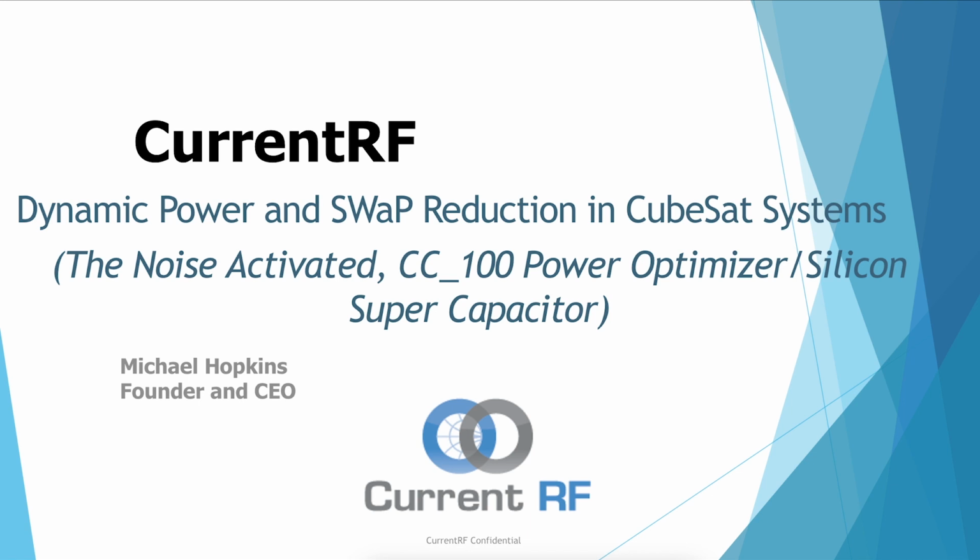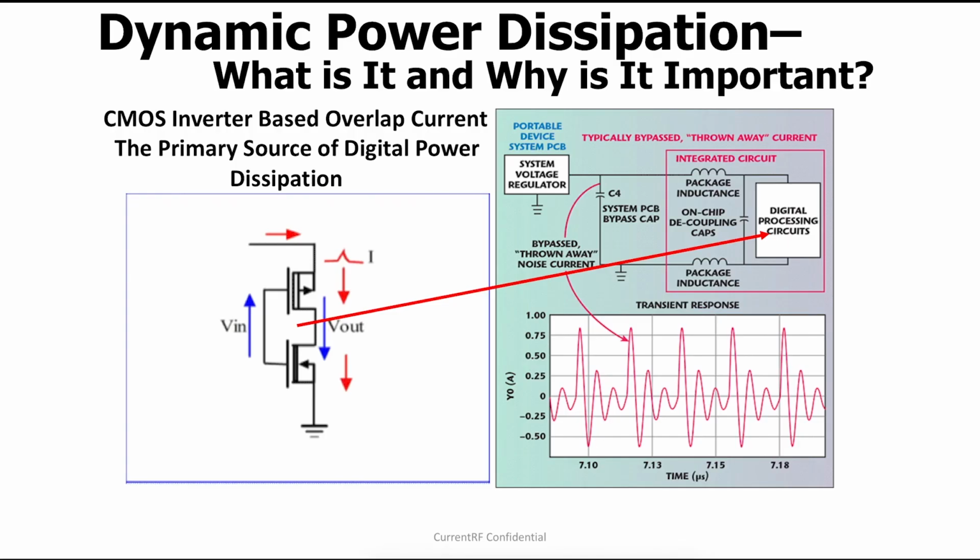CubeSats. Dynamic power and SWaP reduction in CubeSat systems. CurrentRF reduces dynamic power in CubeSat architectures with our patented circuit-noise-activated CC100 power optimizer silicon supercapacitor IC. Dynamic power dissipation: what is it and why is it important?